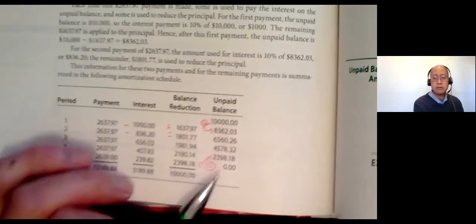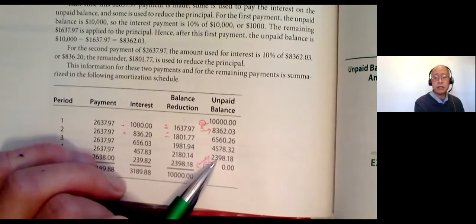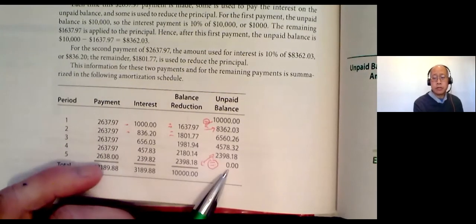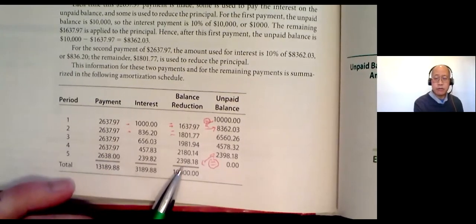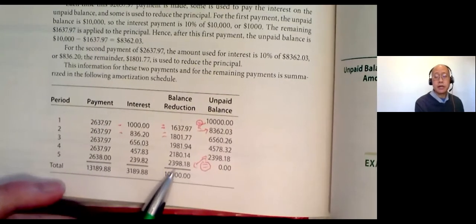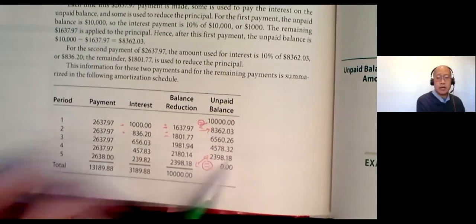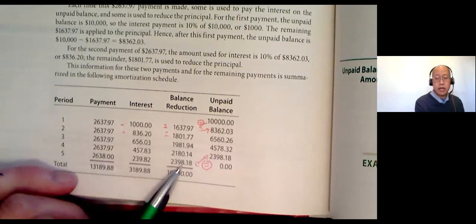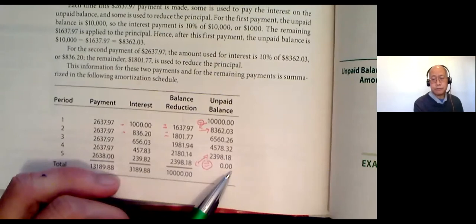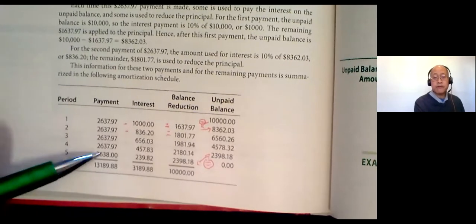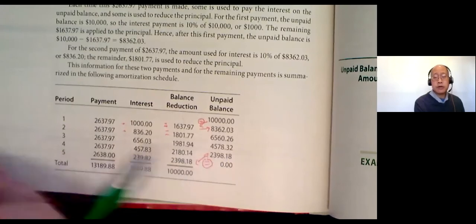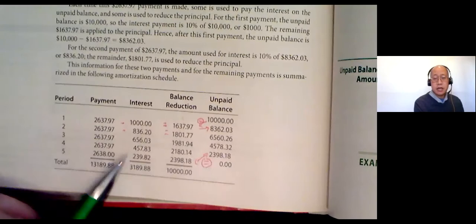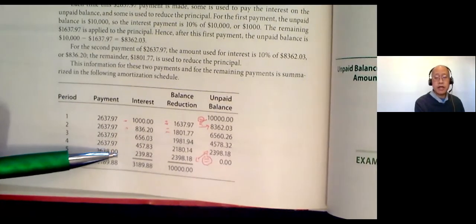Okay, so here, 2398.18. You know you're going to pay off the whole loan, so it'll be 0. That means this automatically has to be 2398.18. No choice, right? The loan is paid off after 5 periods, so you must copy this. So 2398.18, 2398.18, so the remainder is 0. Now you figure out the balance interest as usual. So in this case, it's 10%. Take 10% of this, it's 239.82.